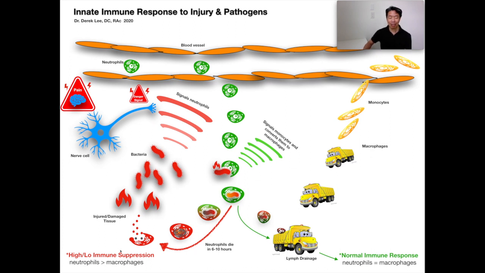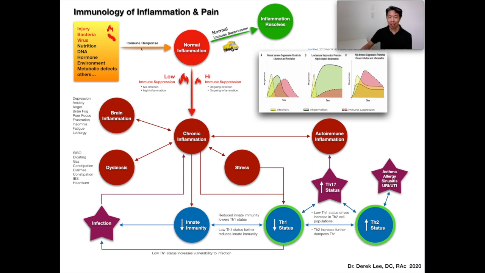In this case, there's either high or low immune suppression, which really means that the number of neutrophils is greater than the amount of macrophages. So our bodies and tissues cannot remove the debris fast enough. That's what we looked at here, the immune response, which is the same. And that produces normal inflammation, which we all need to heal. And in a normal immune suppression, everything is at a 1-to-1 ratio, inflammation resolves and we become healed.